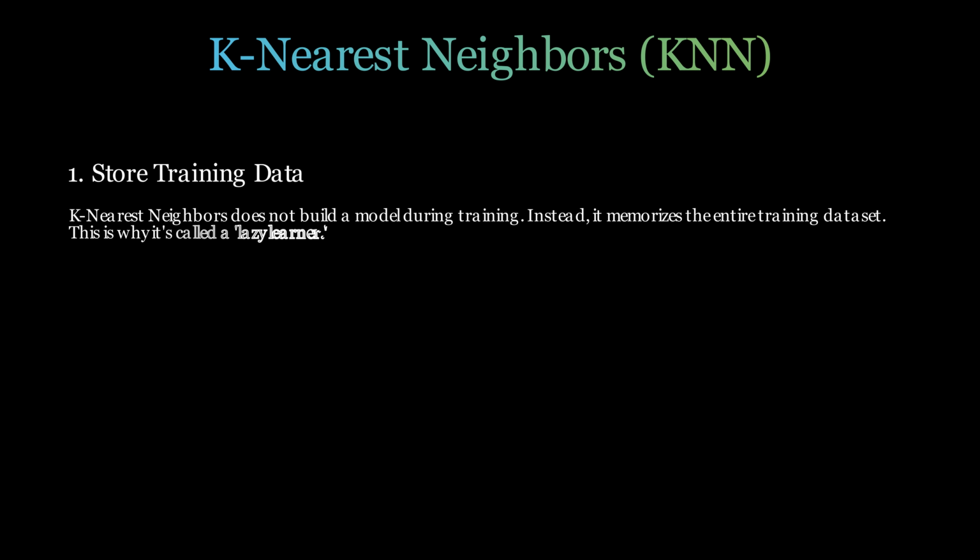K-nearest neighbors does not build a model during training. Instead, it memorizes the entire training dataset. This is why it's called a lazy learner.